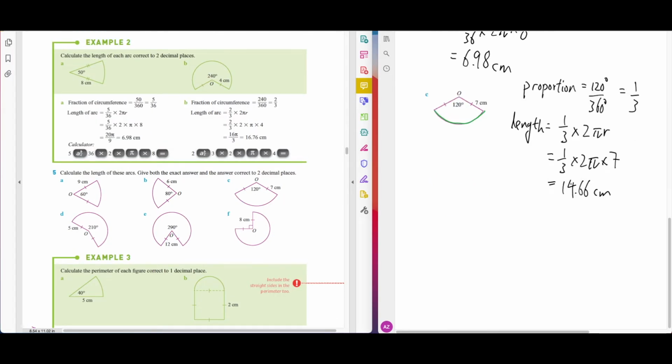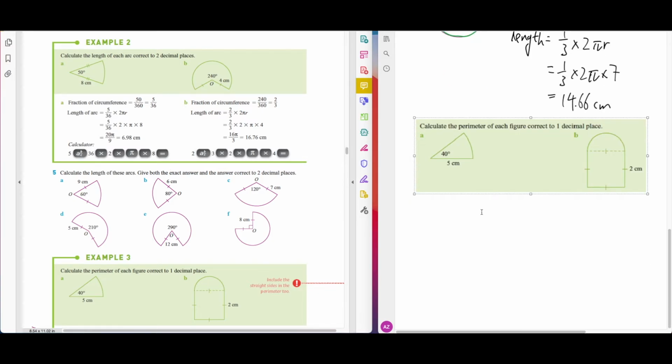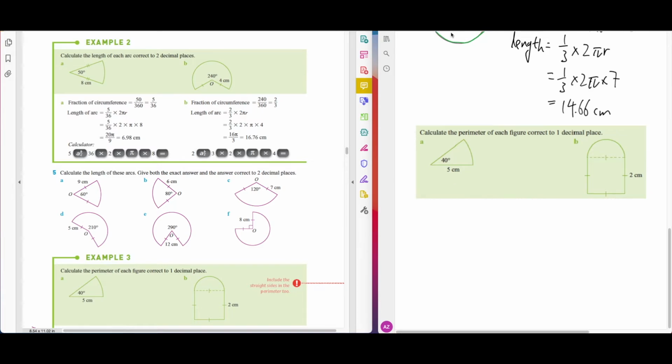Alright, so let's just try and do this question. Now, these are going to be the hardest type of questions, so make sure you pay attention. Alright, so let's just do question A first. Question A says calculate the perimeter to one decimal place. So what I'm going to do is calculate the length of the arc first. Okay. So then to do the length of the arc, you just do the same step as here.